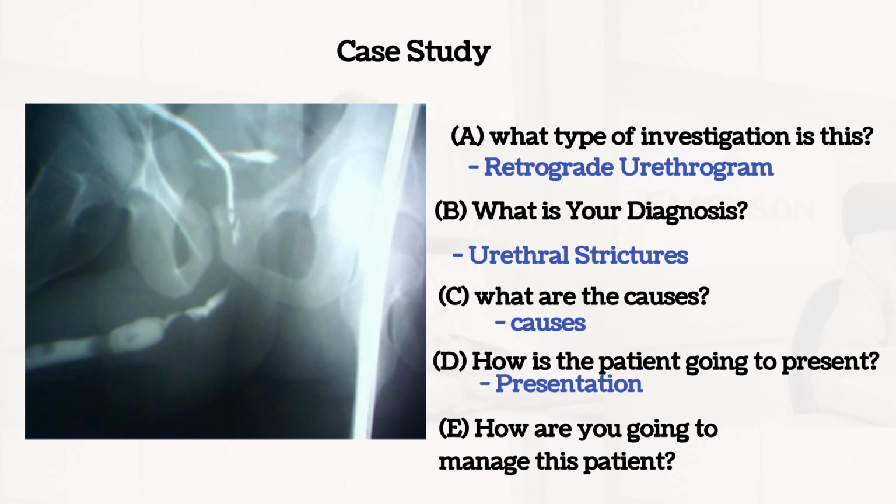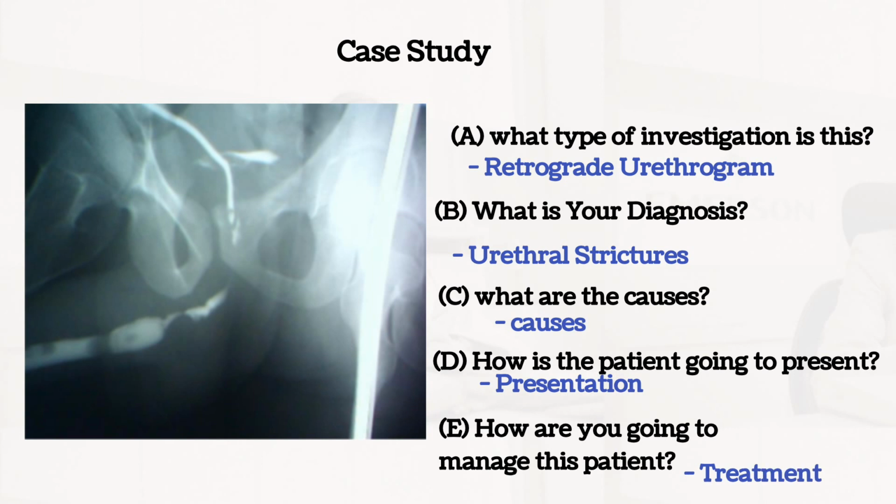Then the other question is, how is the patient going to present? So dysuria, hematuria, weak stream, spraying of the urine stream, nocturia, incomplete emptying, pain with bladder distension, and urinary tract infection. So they may present with fever and malaise if there is a urinary tract infection.